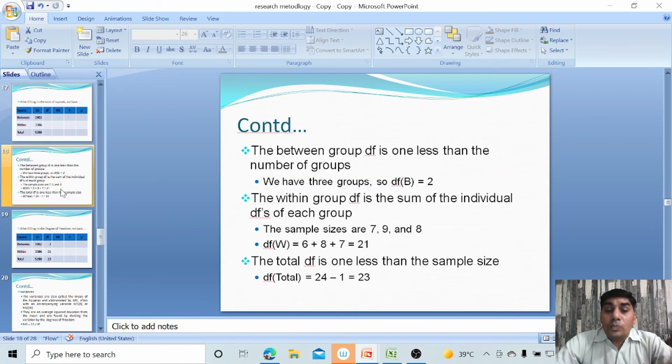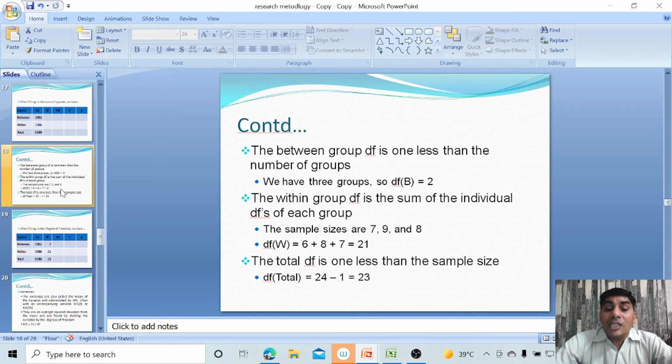In the next column, we have to find the degree of freedom. The between group degree is 1 less than the number of groups. In our example there are 3 groups, so degree of freedom between the groups is 3 minus 1, which is equal to 2. Within group, the degree is the sum of the individual degrees of freedom of each group. The sample sizes are 7, 9 and 8. So the degree within the group is 7 minus 1, 6, plus 9 minus 1, 8, plus 8 minus 1, 7. That is 6 plus 8 plus 7, equal to 21. That is, the degree between the groups is 2 and the degree within the groups is 21.